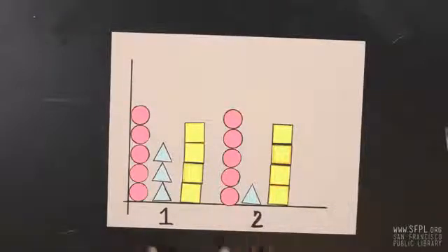Now, since we have two sets of data, we can actually compare this data to this data right here. Can you see the pattern? Can you see any pattern? What's happening? Let's take a look at the triangle. What happened? Compare it to this one. We lost 2 triangle shapes.